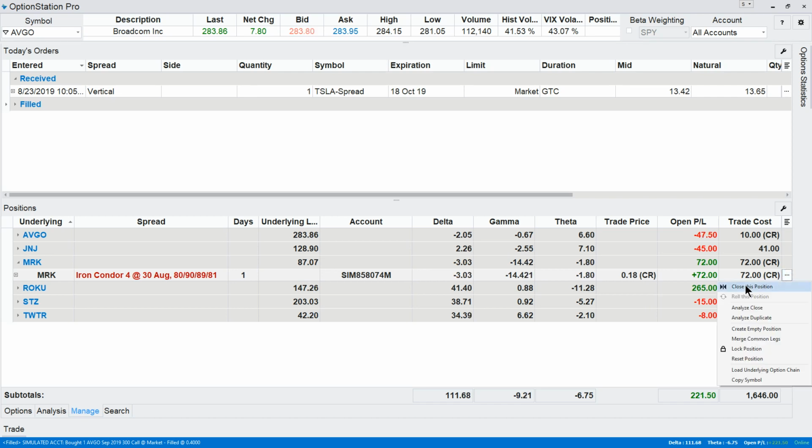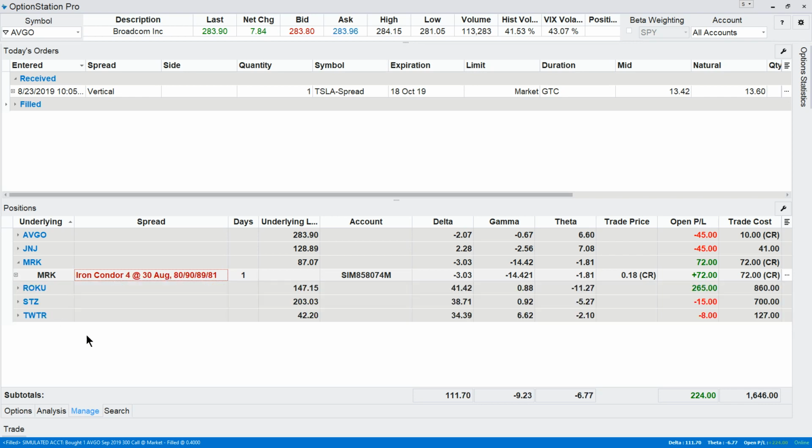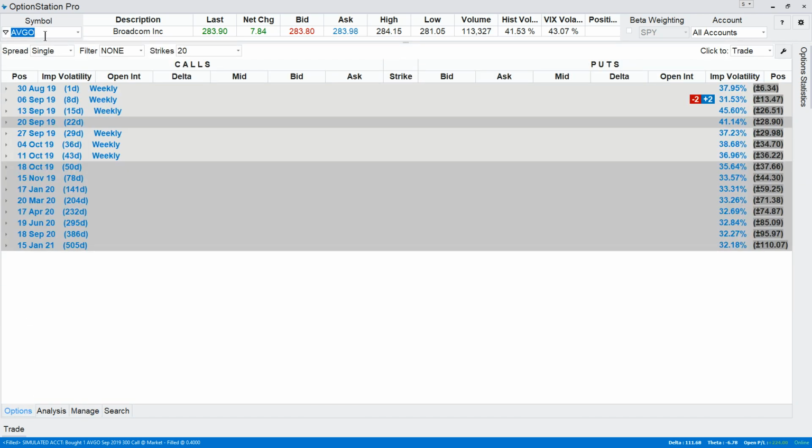But again, the problem that I may have if I do it in a simulated account, let's take a look at Merck and you will see what I mean. So loading Merck.